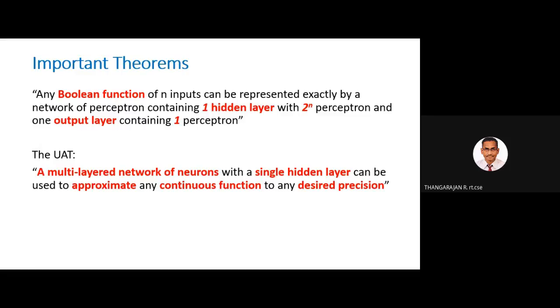Whereas if you come to any other continuous function, an arbitrary continuous function, in that case, a multi-layer network of neurons or perceptrons with a single hidden layer can be used to approximate. Here I can use the word approximate: any continuous function to any desired precision. Okay, so this is a theorem called UAT, that is the universal approximation theorem. So these two theorems are the building blocks of the basic neuron model when applied to artificial intelligence problems.